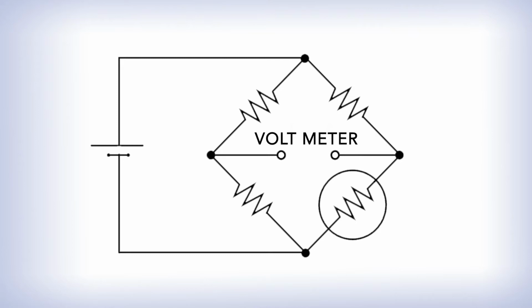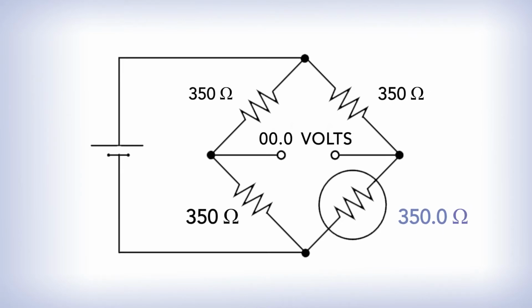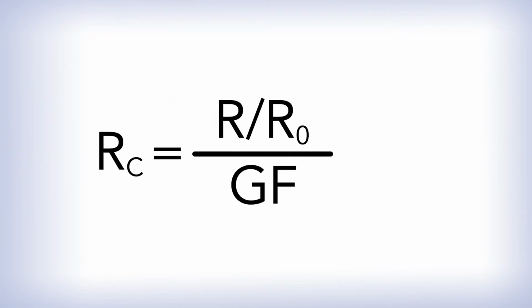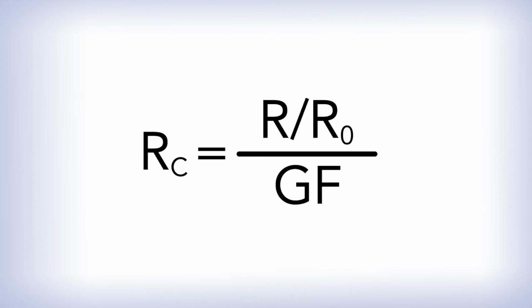This is an example of a quarter bridge strain gauge in a Wheatstone bridge. When the bridge is balanced, the voltmeter measures 0 volts. When the strain gauge resistance changes, the bridge is no longer balanced and a small voltage will appear across the DVM. Measuring the voltage and knowing the gauge factor of the strain gauge, we can calculate the strain on the gauge.